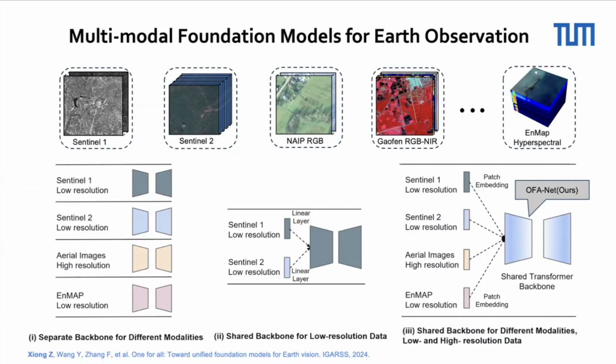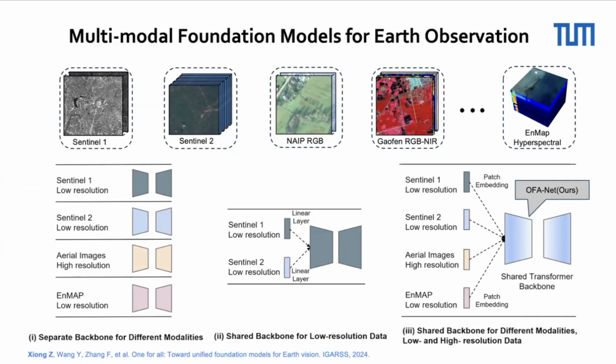And the second type of foundation model tries to combine data sources with similar spatial resolution together into a shared transformer. But you can see the third one is our work. We just simply put everything together here. No matter whether it's low resolution, high resolution, Sentinel-1, Sentinel-2, aerial images, or hyperspectral images, we just put everything together using individual patch embedding layers and share a single transformer backbone.